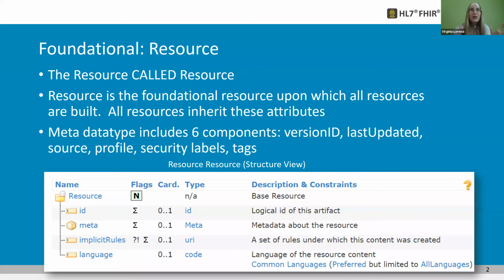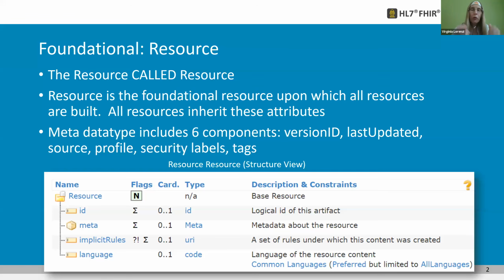So the most foundational resource of all is the resource that is called Resource. This is the resource upon which all other resources in FHIR are built. All resources inherit attributes from the Resource.